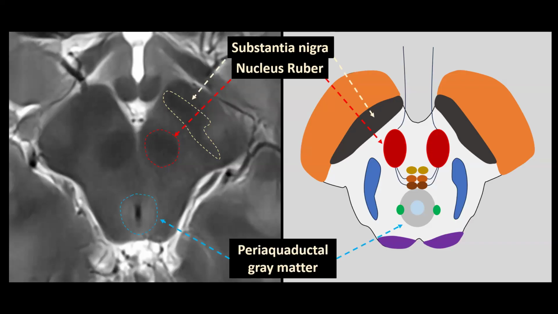We can also see the rim of gray matter surrounding the cerebral aqueduct. Haven't talked about it yet. This is the periaqueductal gray matter, and this plays a role in descending pain modulation. So these are tracts going downwards, playing a role in modulating pain information.